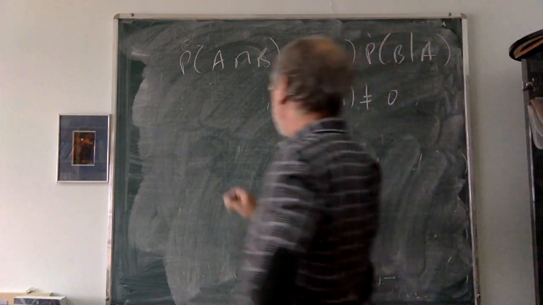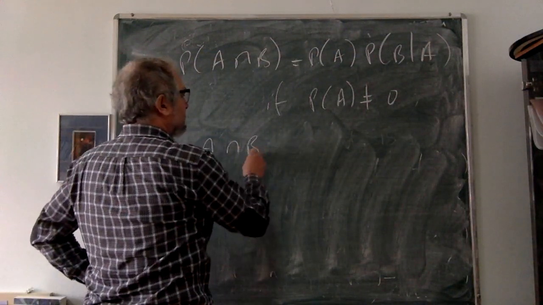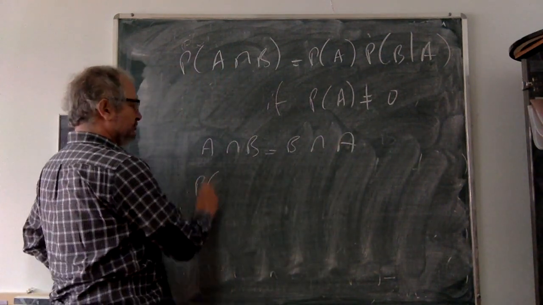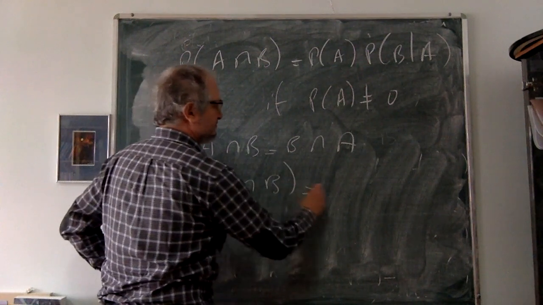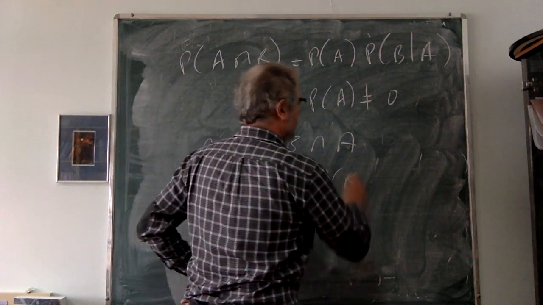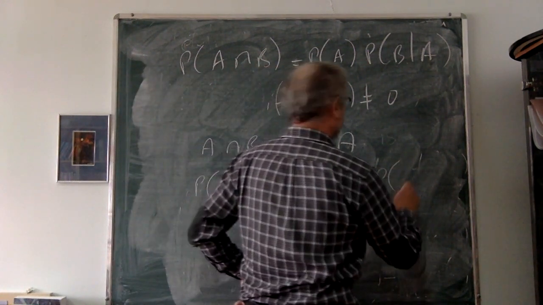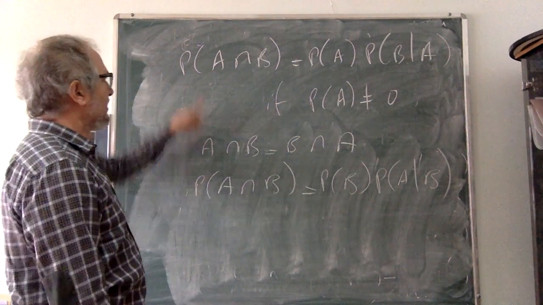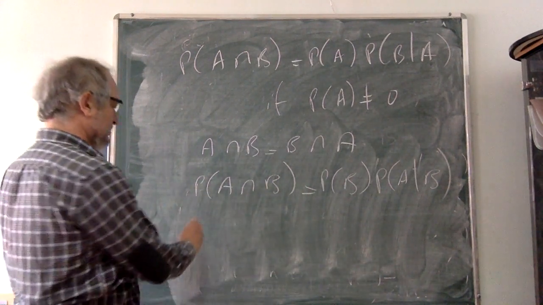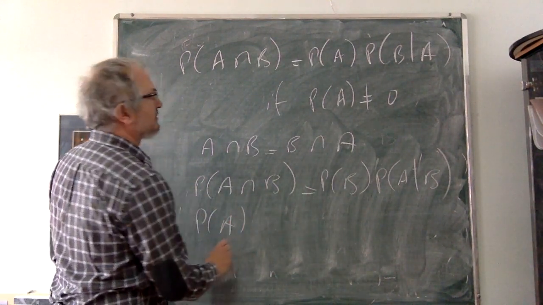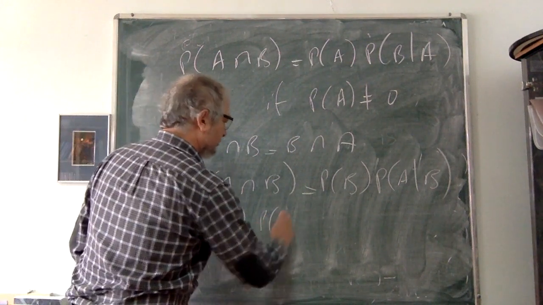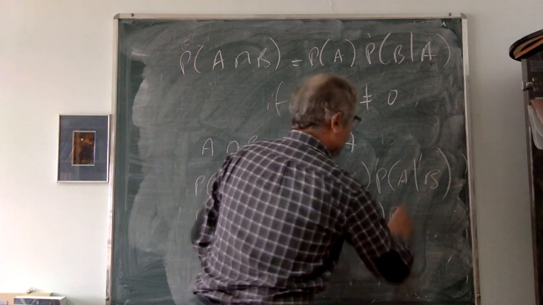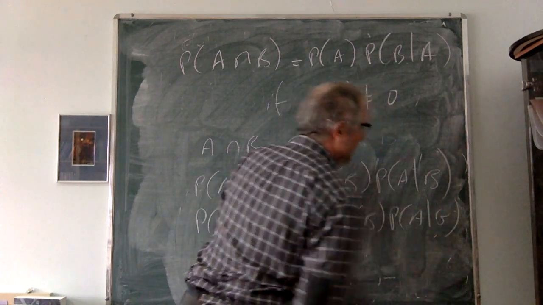But since A and B is equal to B and A, then this is equivalent to probability of B times probability of A given B. And since these two terms are equal, probability of A times probability of B given A is equal to probability of B times probability of A given B.